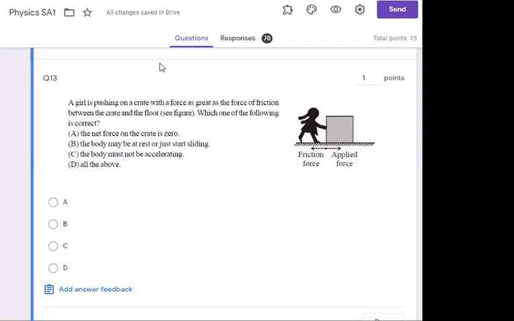The girl is pushing the crate with a force as great as the force of friction between the crate and the floor. Right? So the magnitudes are equal. It is given as great as the force of friction between them. The net force on the crate is equal to 0. That's correct. The body may be at rest or just start sliding. Correct. The body must not be accelerating. Correct. The answer is D, all of the above. Hi Anna, the answer is all of the above. Mansa, it is all of the above. Okay Mansa? Because A, B, C all three are correct.